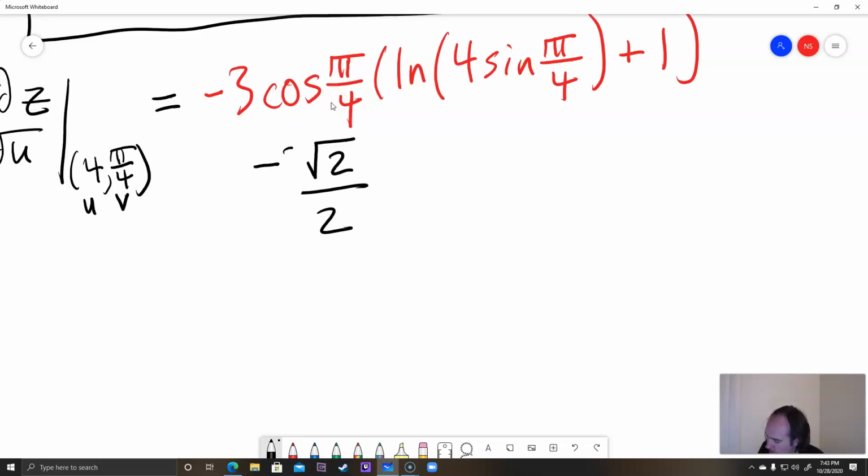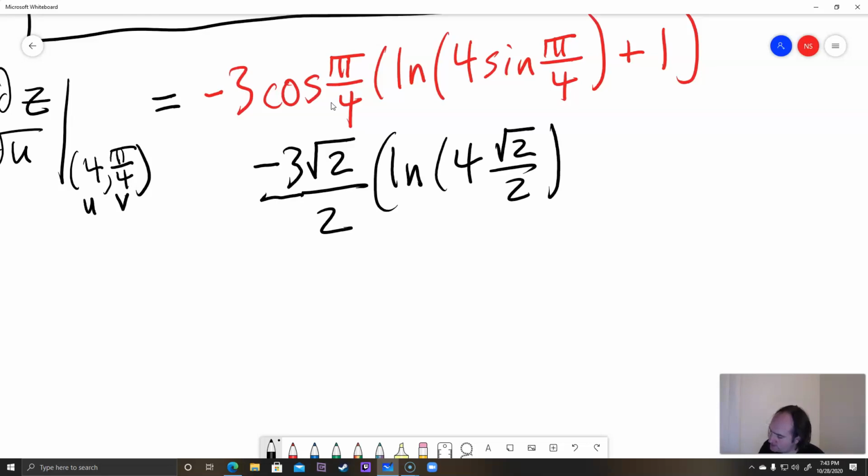Actually, I'll just go ahead and move the negative 3 to the numerator. So negative 3 times root 2 over 2 times ln of 4 times root 2 over 2 plus 1. And let's see, they simplified this a little bit. So the 4 and the 2 cancel out, and we get a 2 on the top.